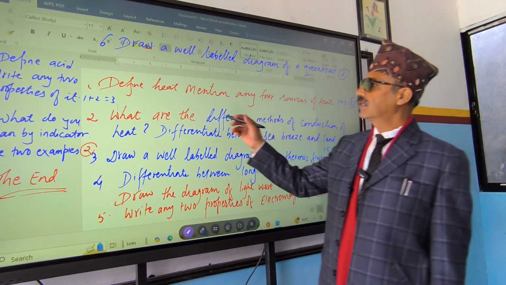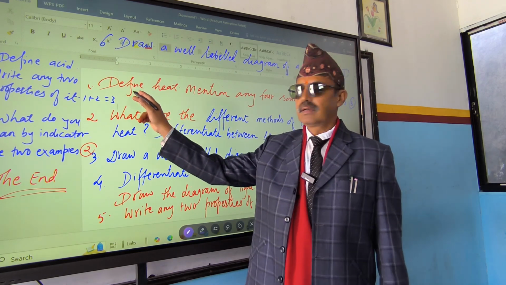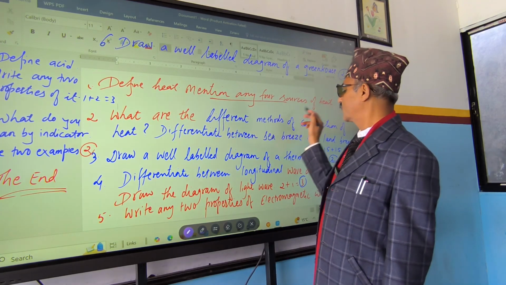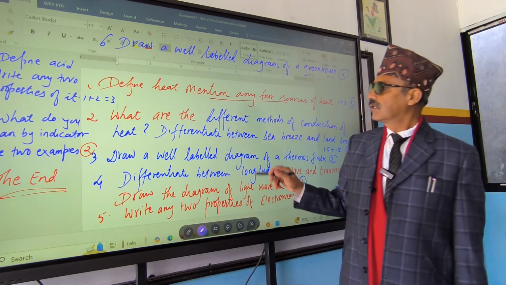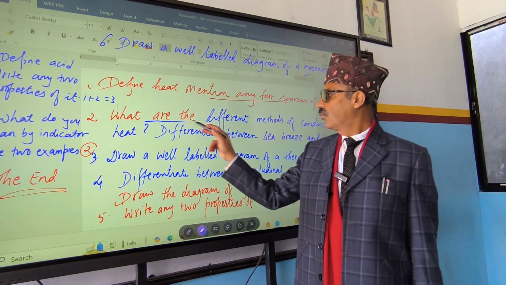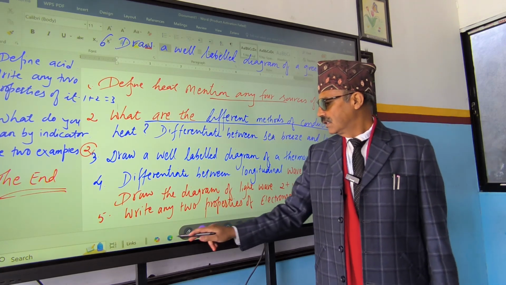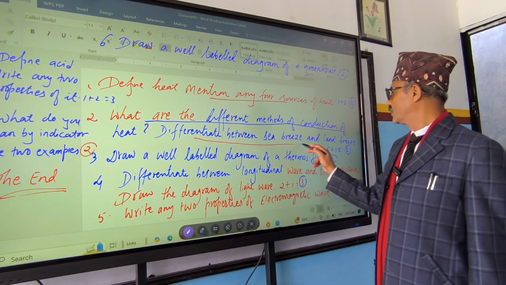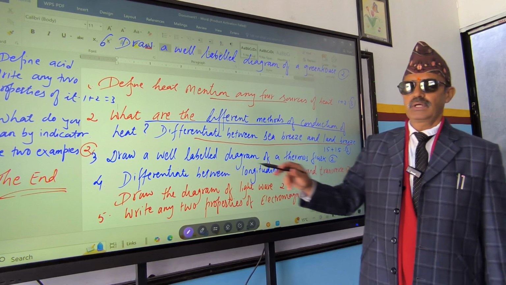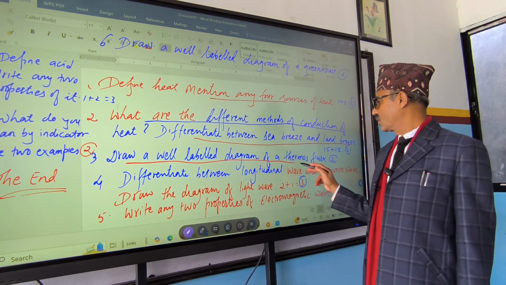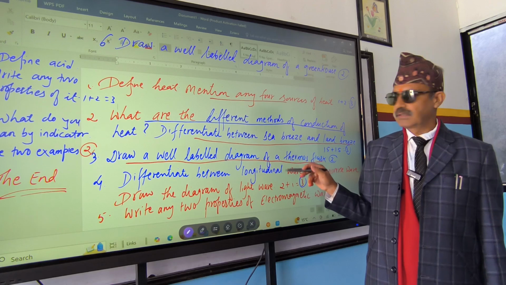Let's take once again. What is the first question? Please read. Define heat. Mention any 4 sources of heat. Right. Question number 2. What are the different methods of conduction of heat? Differentiate between sea breeze and land breeze. Question number 3. Draw a well-labeled diagram of a thermos flask. Okay, math also is given.